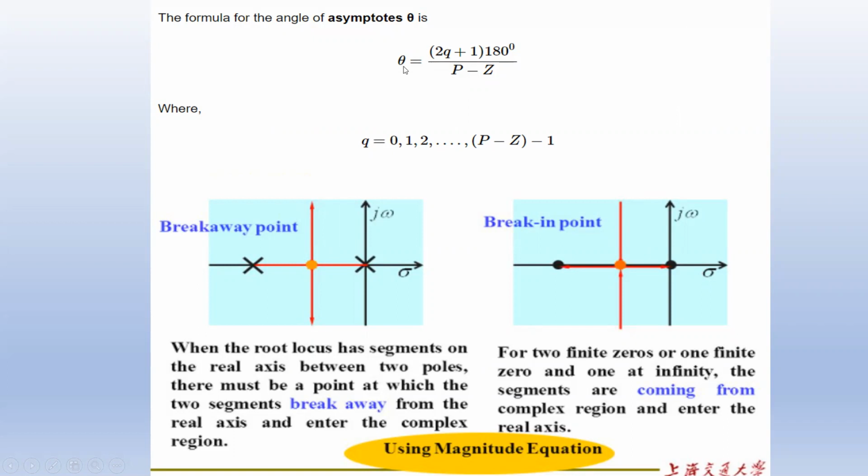So the angle of asymptotes of these branches going to infinity is given by plus minus (2q plus 1) into 180 by (p minus z), where p is the number of poles and z is the number of zeros. So from q equal to 0 to p minus z minus 1, we have p minus z number of asymptotic angles. Based on those asymptotic angles, we can draw asymptotes at those particular angles. So this is how we can find the asymptotic angles.